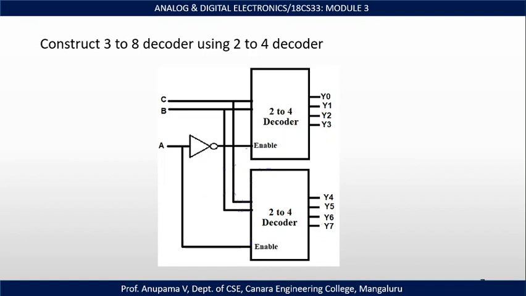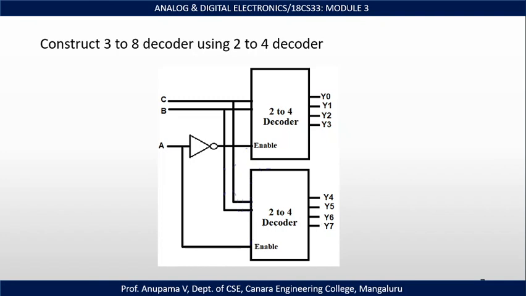By cascading the binary decoder, we can construct the higher order binary decoder. That is, binary decoder circuits can be connected together to form a larger decoder circuit. Now we'll construct a 3 to 8 decoder using 2 to 4 decoders. The diagram shows the 3 to 8 decoder using 2 to 4 decoders.